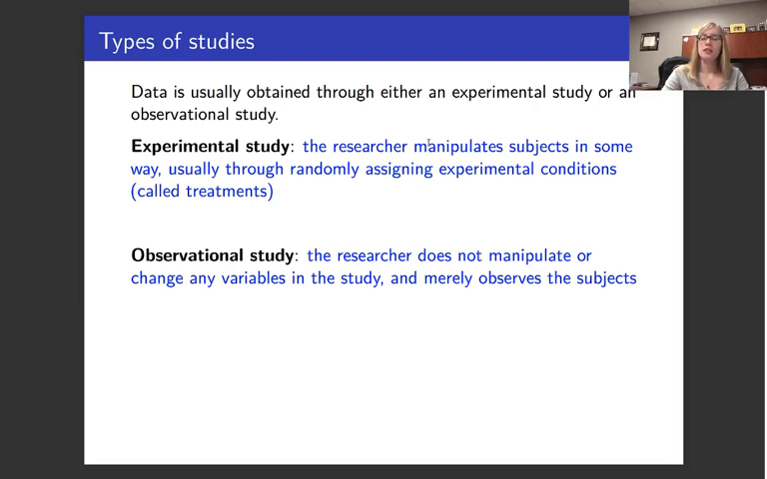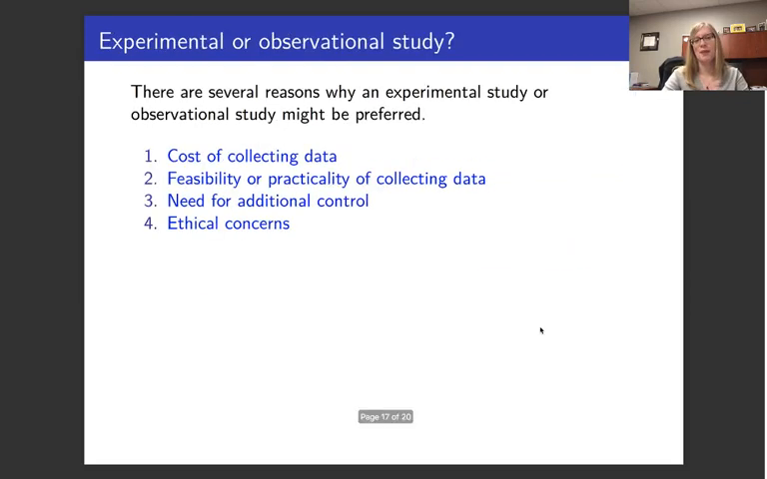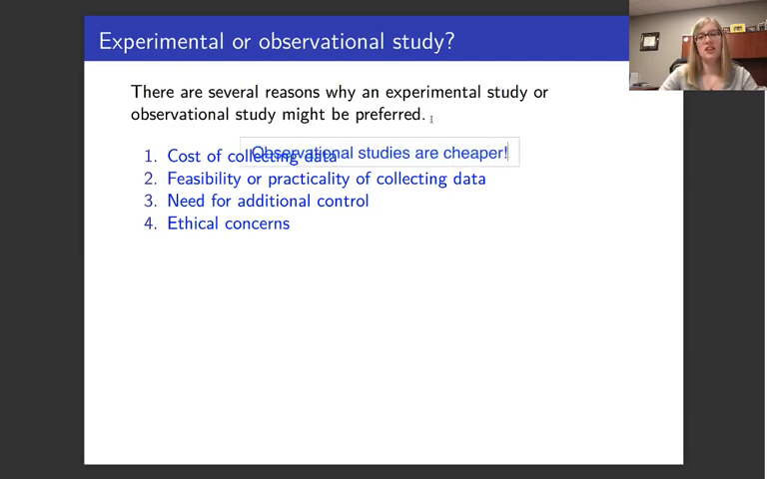So in an experimental study, the researcher manipulates the subjects in some way. Observational study, researcher does not manipulate. They're just watching to see what happens. Reasons why one study might be preferred over the other. Cost of collecting data is certainly one. One of these two types of studies is usually much cheaper than the other. Observational studies are cheaper. Why are observational studies cheaper?